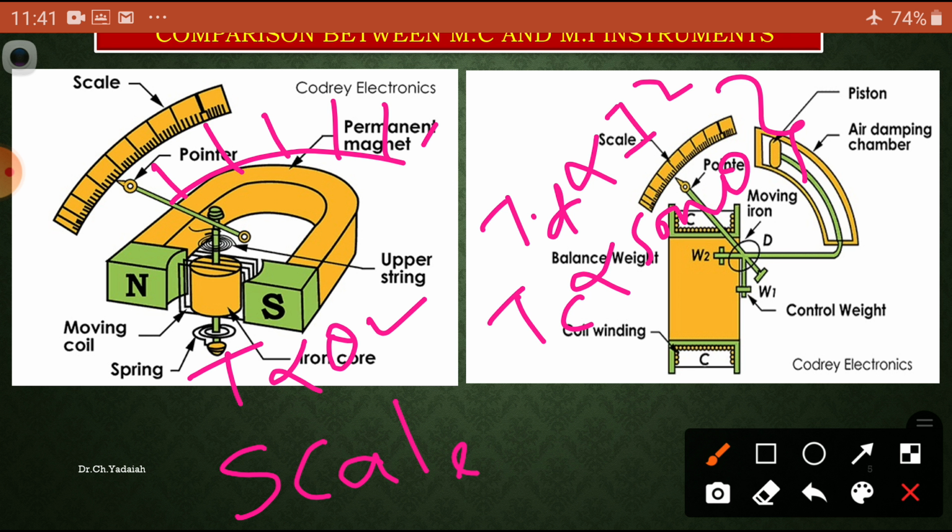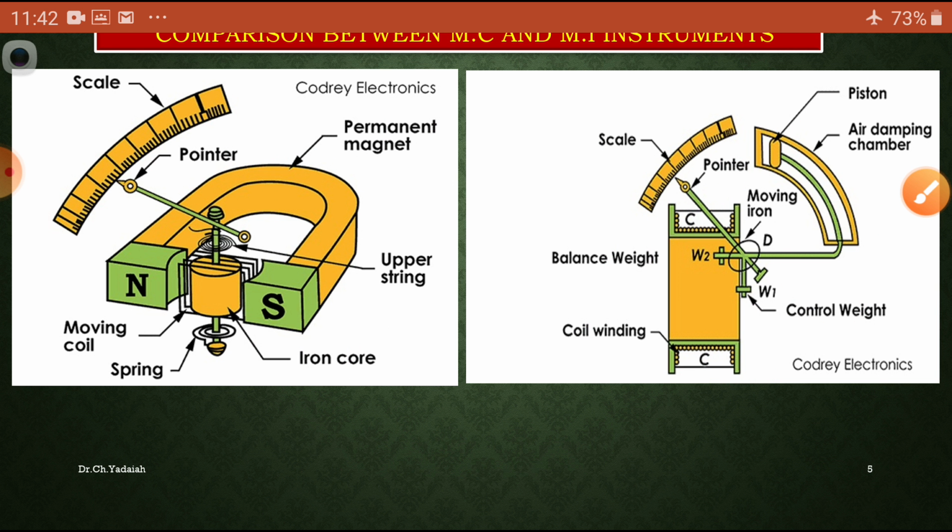The scale is manufactured such that initially the distance from digit to digit is less, in the middle the distance increases, and at the end it is again less. That means at the beginning and the end the scale is cramped, with very small distance between points, whereas for the same value change in the middle the distance is more. The arc length changes, as we have already seen. So the scale is not uniform in moving iron instruments, and it is uniform in moving coil instruments. This is one aspect.